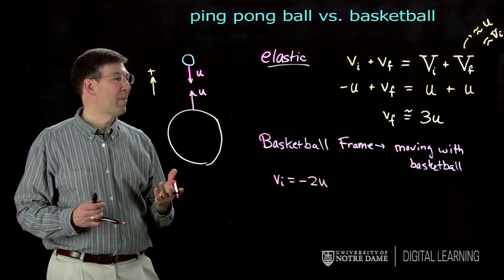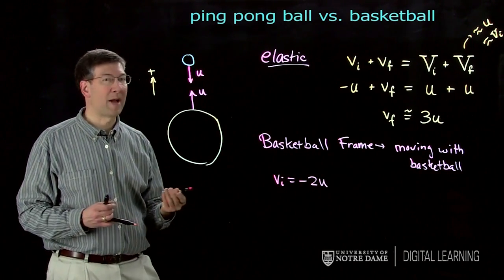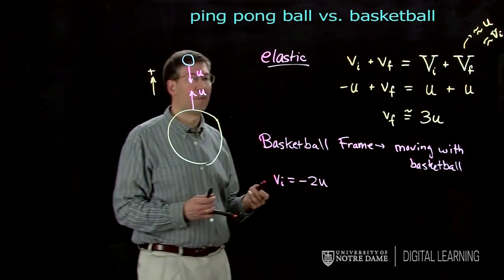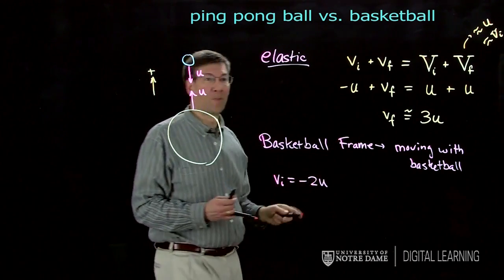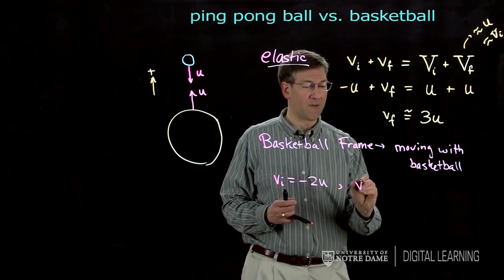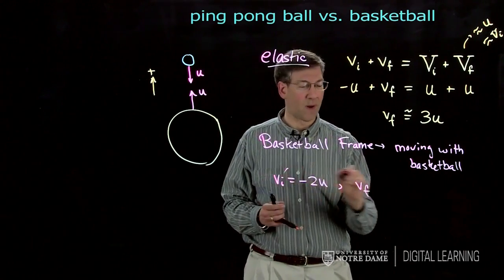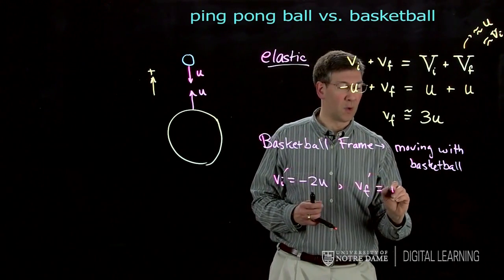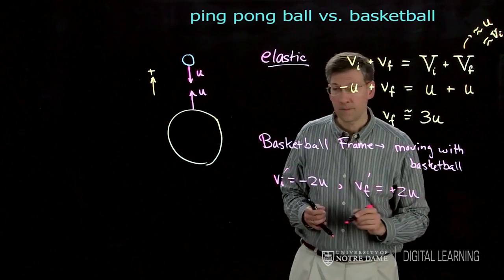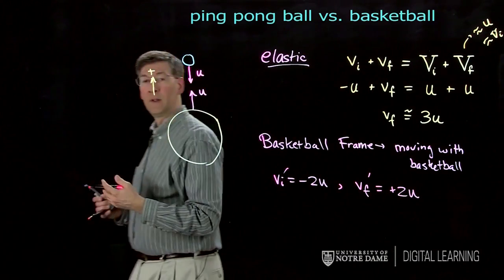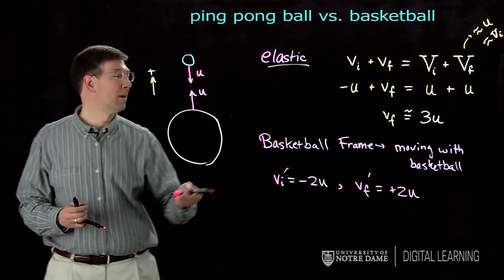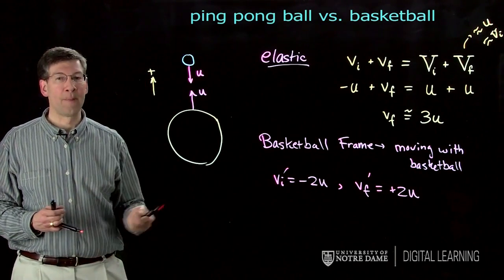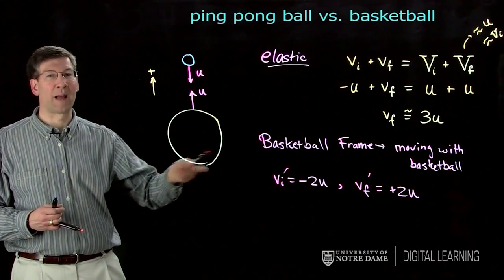If we make the assumption that the velocity of the basketball doesn't change, that means the ping pong ball comes in, bounces off it, and goes back out with the same speed. So v final in this frame, let's call this the primed frame, is equal to plus 2u. The basketball looks like a wall. It's an elastic collision, and this is the elastic collision condition of the ping pong ball. It just reverses its direction and goes back out.